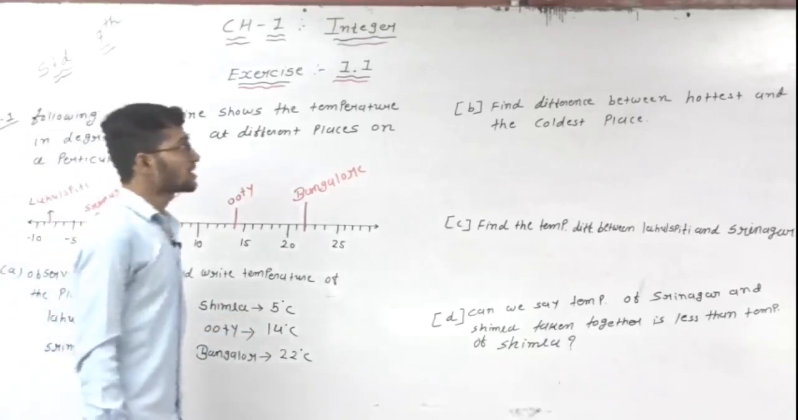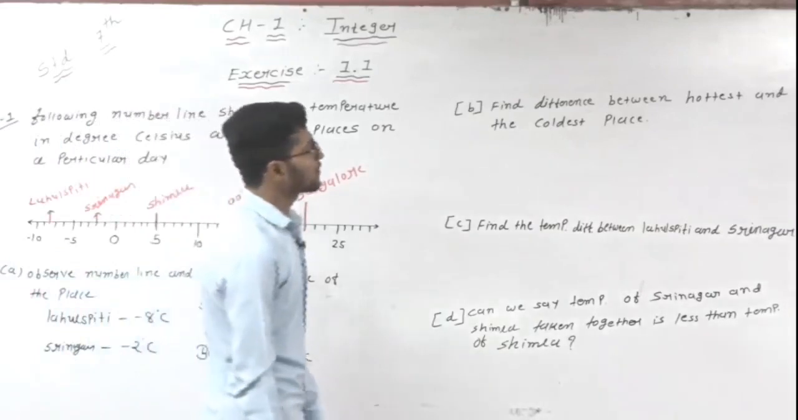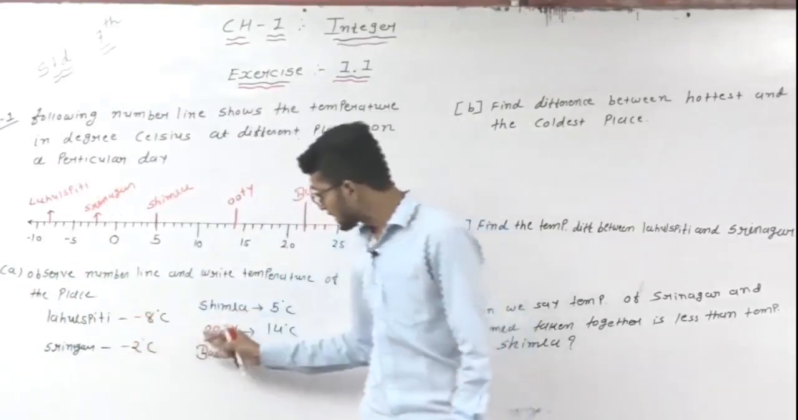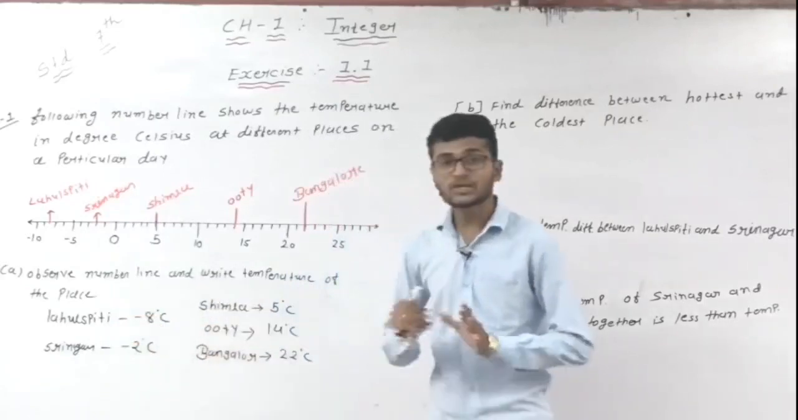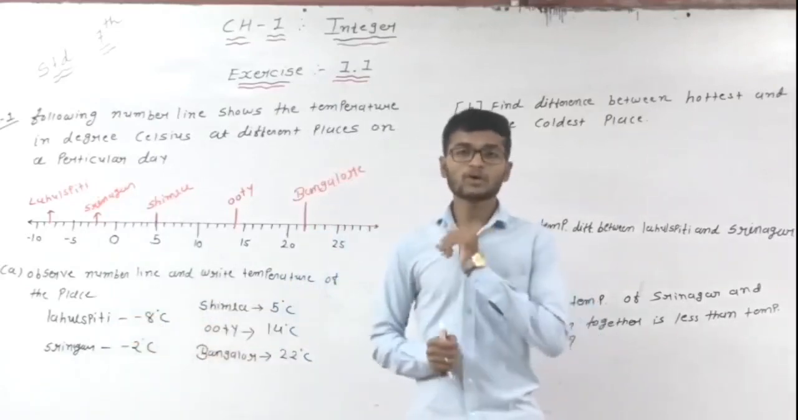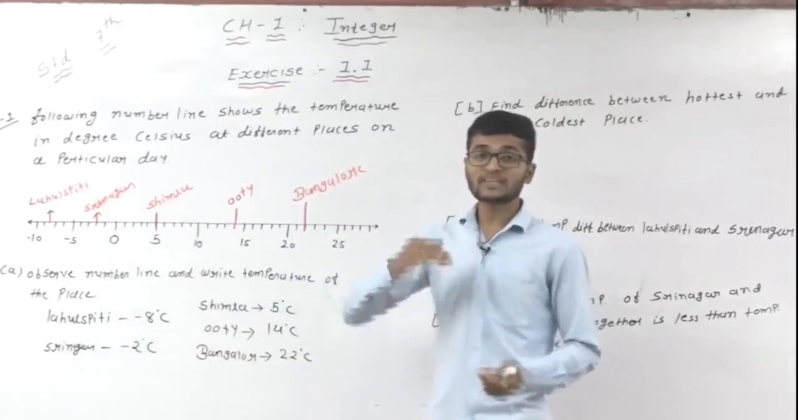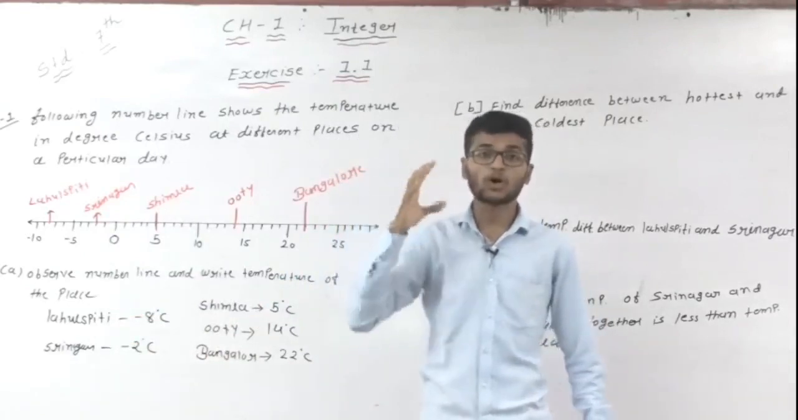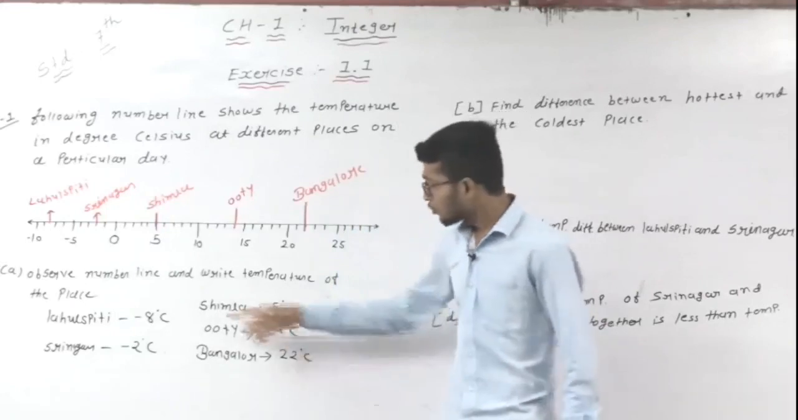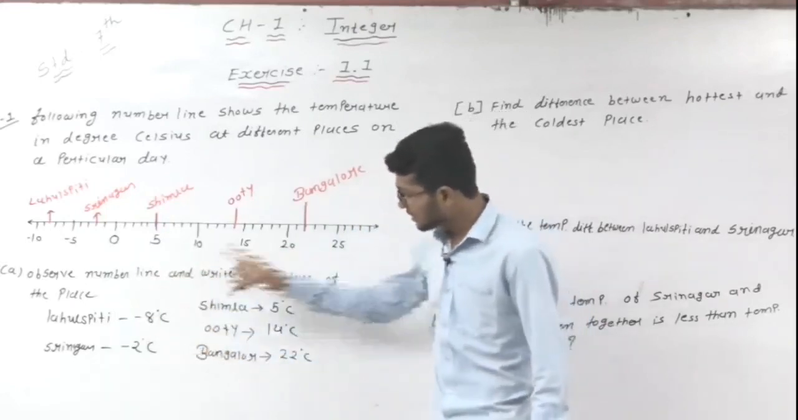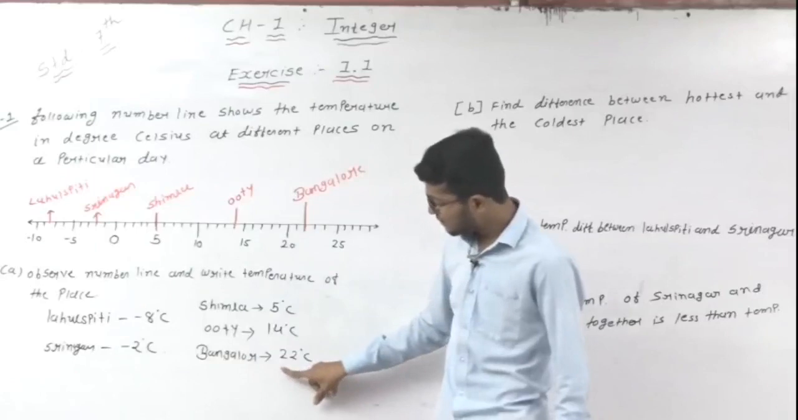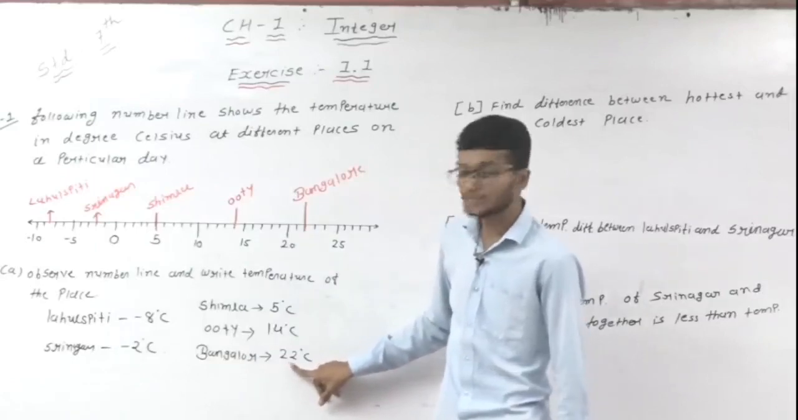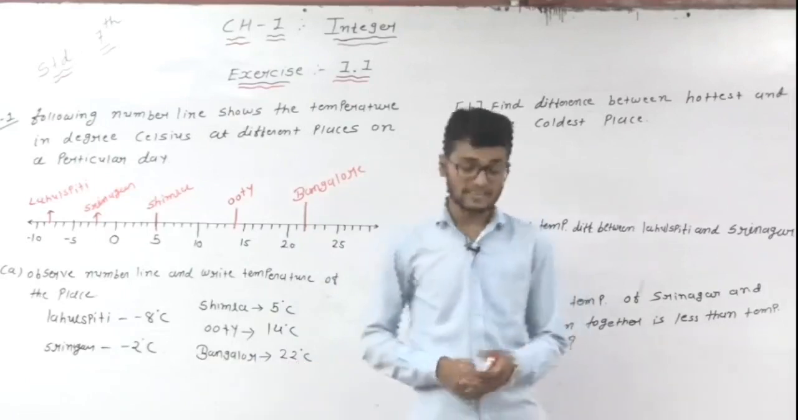Then the second one is: find the difference between the hottest and coldest place. So first of all, here the different cities are given. So find the hottest and coldest. First of all, hot. Hot means the temperature is high. High temperature means hot. Right? So first of all, what is the high temperature? High temperature is here. So Bangalore is the hottest place. Why? Because here is the highest temperature, which is 22 degrees Celsius.